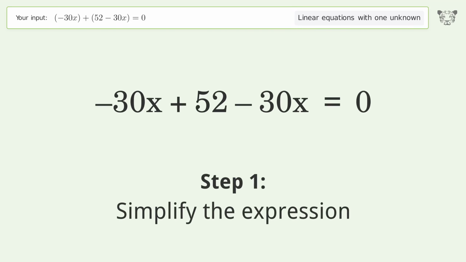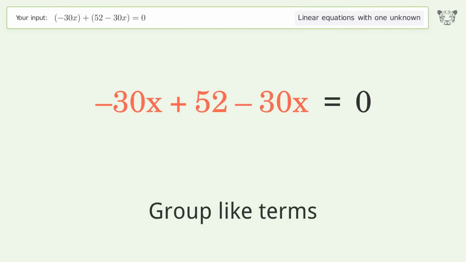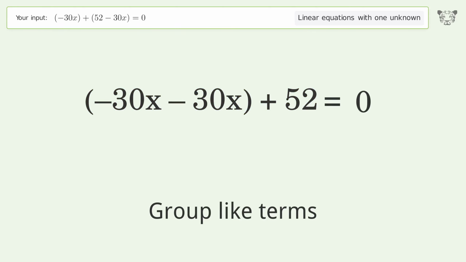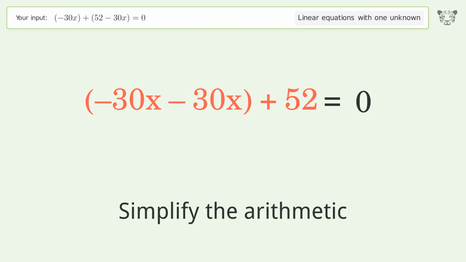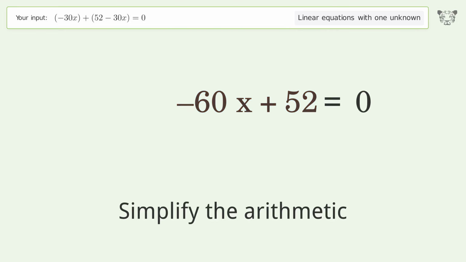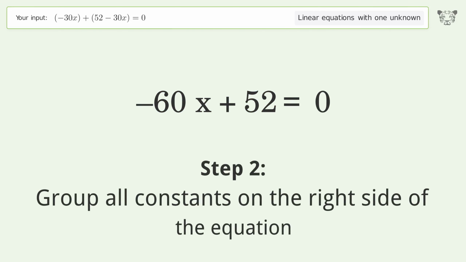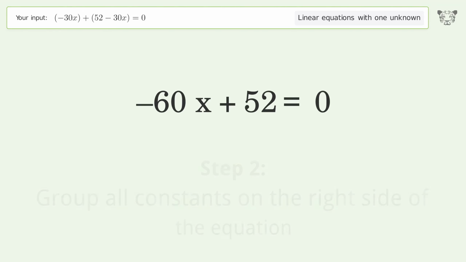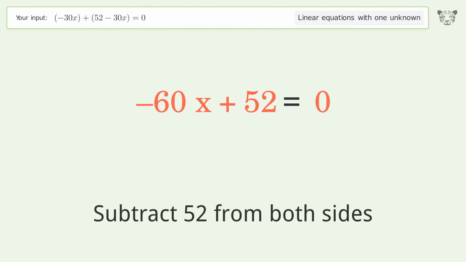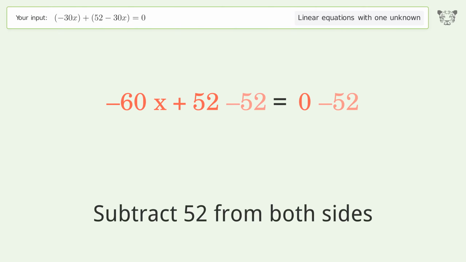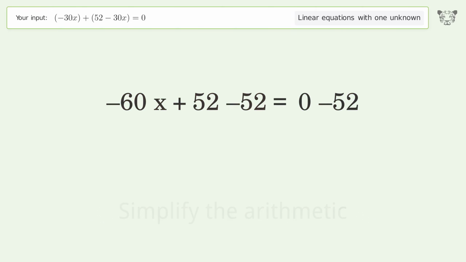Simplify the expression. Group like terms. Simplify the arithmetic. Group all constants on the right side of the equation. Subtract 52 from both sides. Simplify the arithmetic.